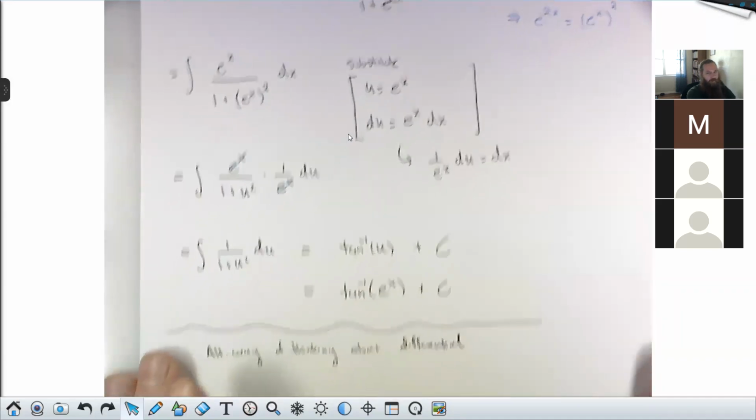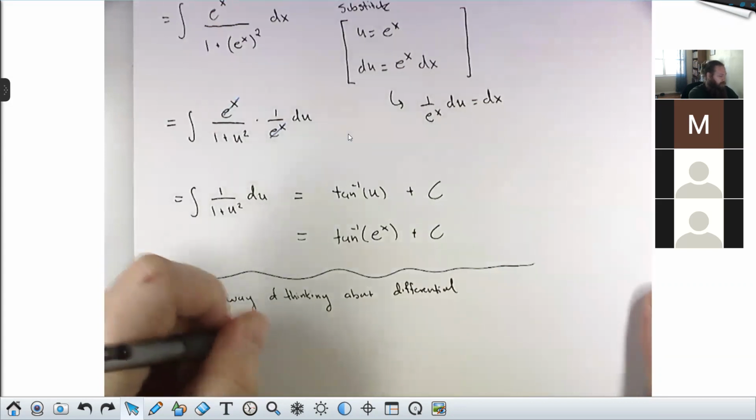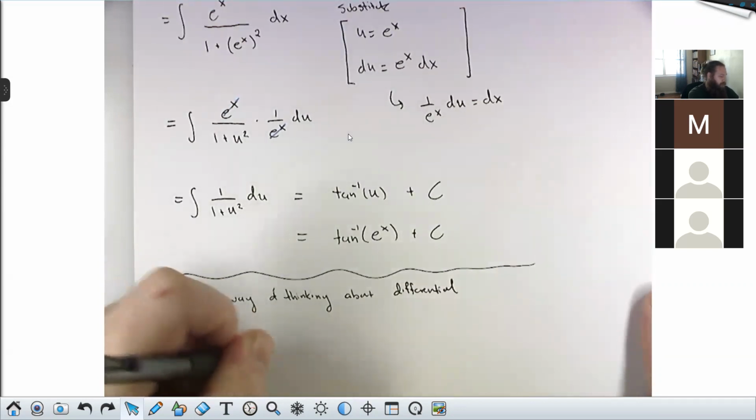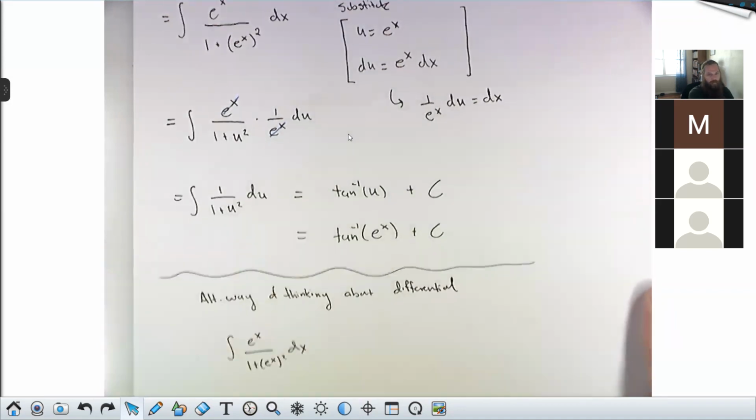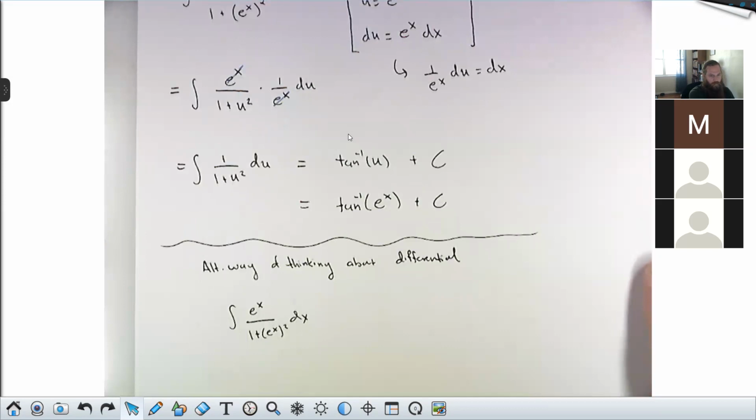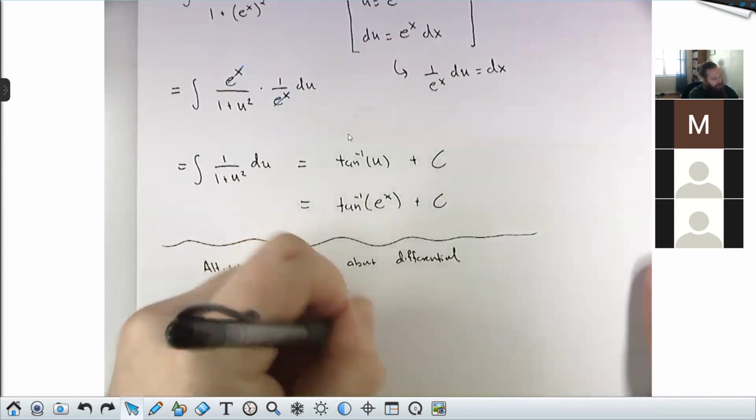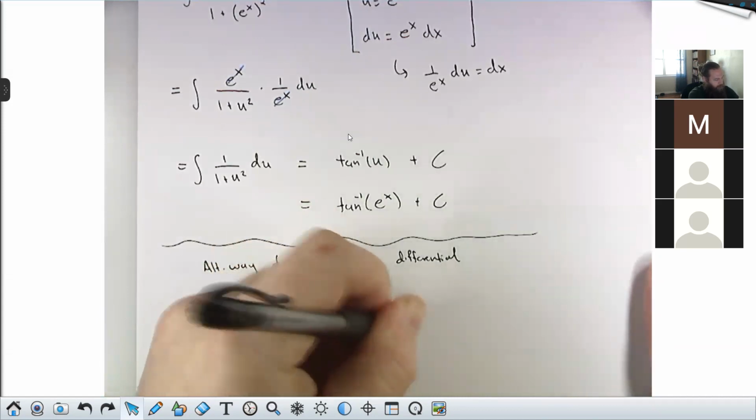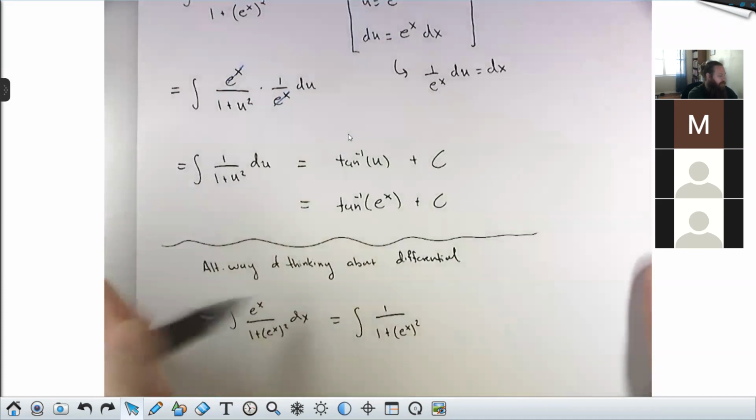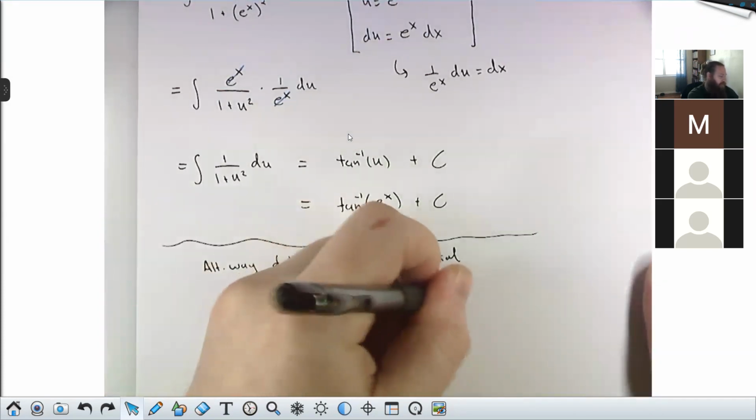So the alternate way of thinking about the differential here is to take my integral e to the x over 1 plus e to the x all squared dx. We still do that algebra trick. And then I rewrite this in the way that looks more like the substitution formula, the theorem, by taking this e to the x and putting it over here.